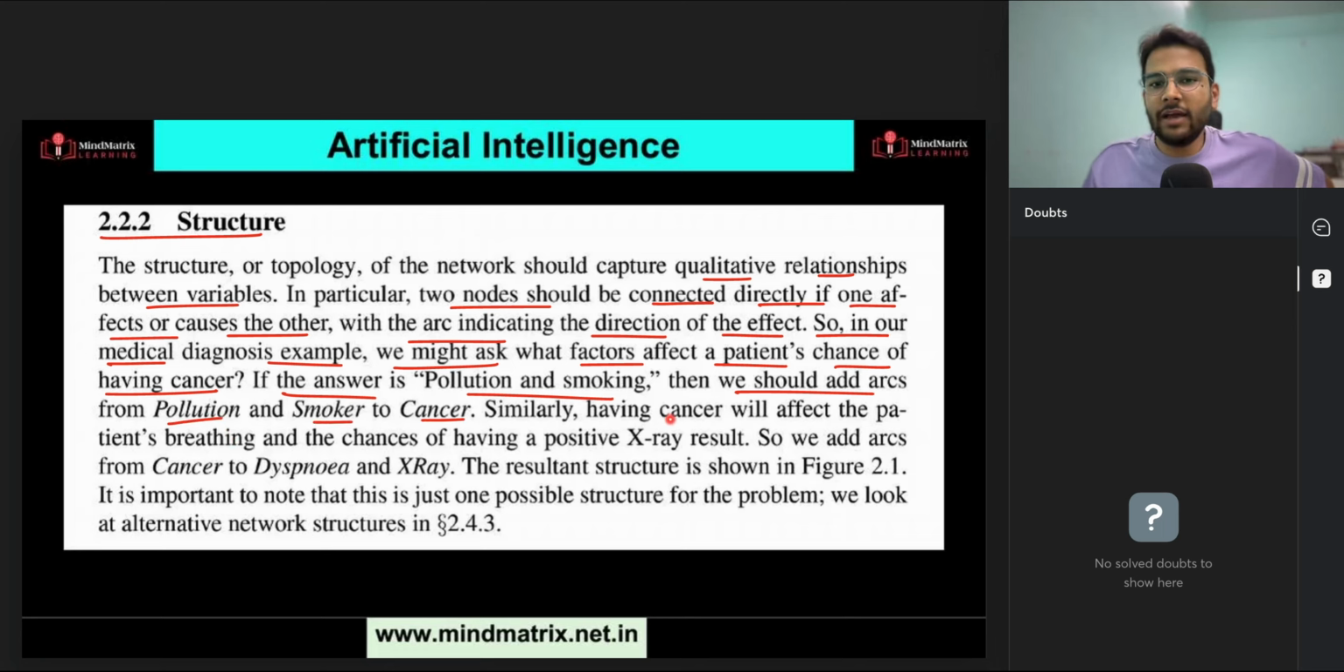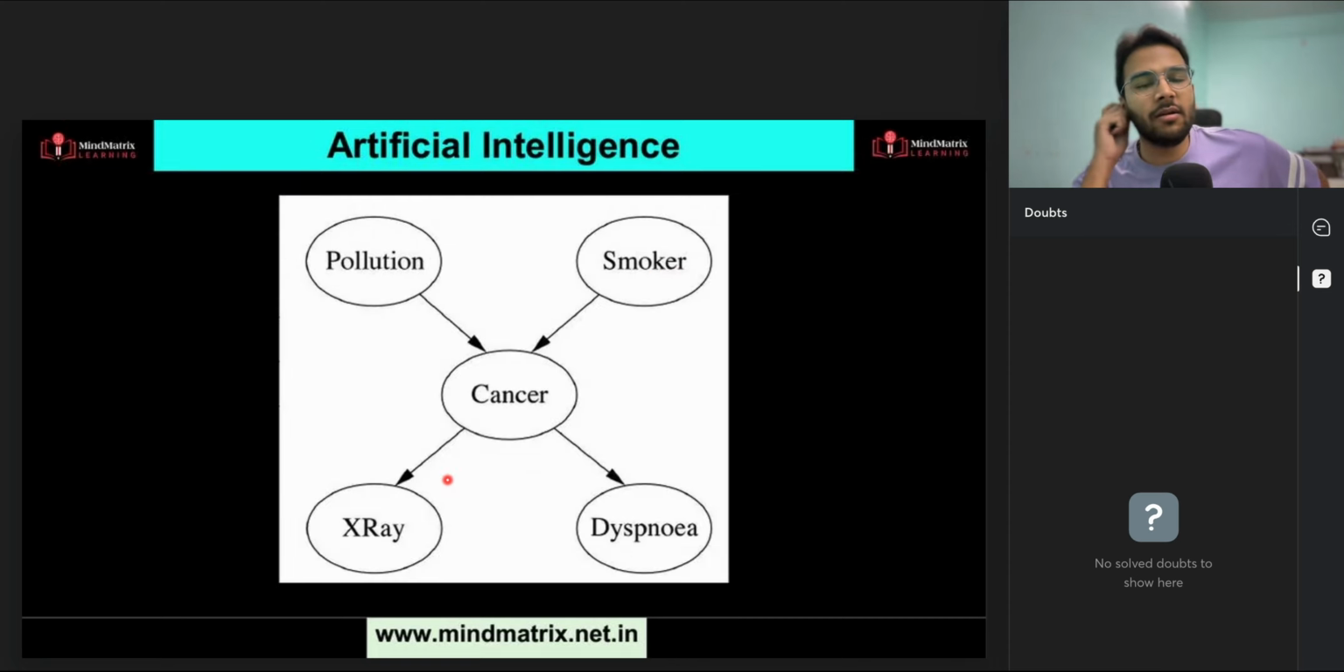cancer. Similarly, having cancer will affect the patient's breathing and the chances of having a positive X-ray result. So we should add edges from cancer to dyspnea and X-ray also. So after considering all this, this is the Bayesian network that we are going to come up with.